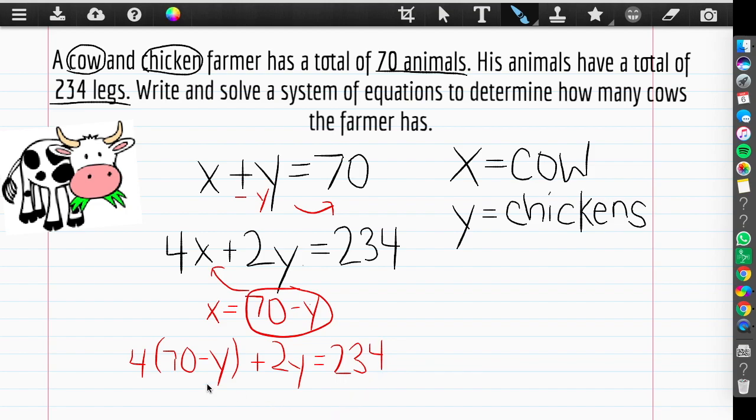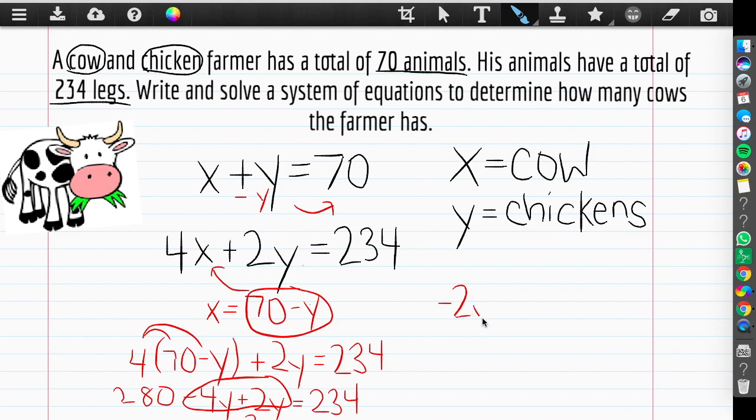From here, we can take the 4 and distribute it into the parentheses. And next we will combine our like terms of a negative 4y and a positive 2y to make a total of negative 2y. From here we'll subtract the 280 to the opposite side, so we're left with negative 2y is going to be equal to a negative 46.